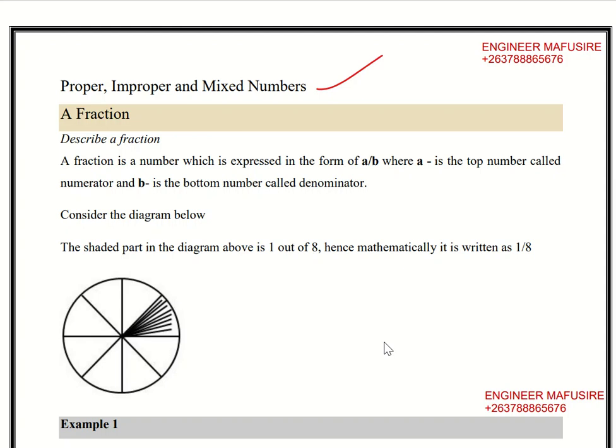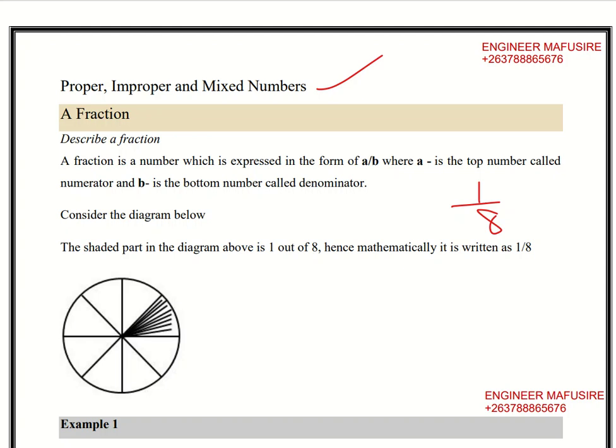So we want to consider the diagram which is shown below. In the diagram, the shaded part is 1 of 8. Hence mathematically it is written as 1 over 8.